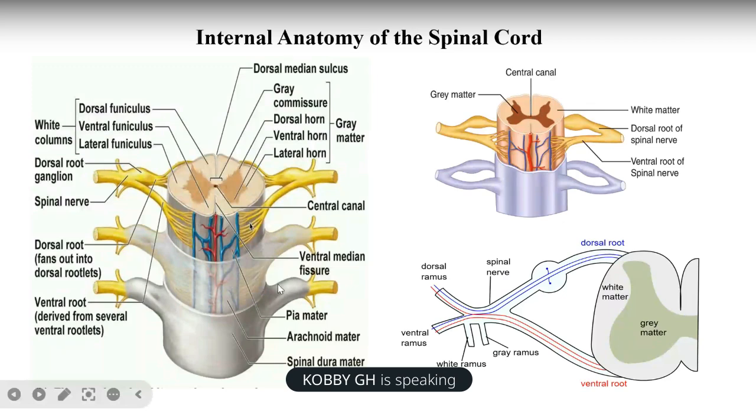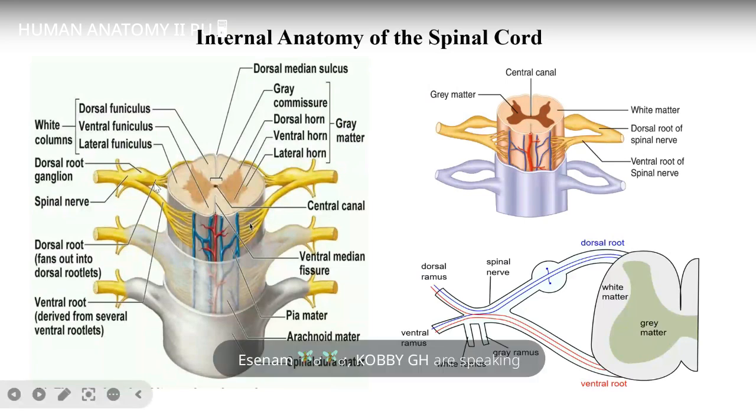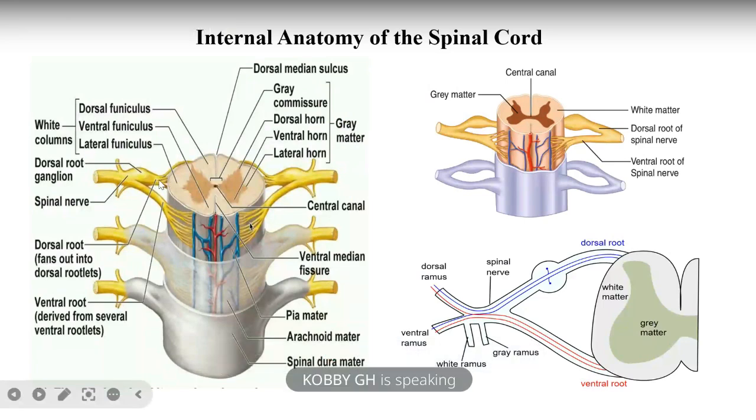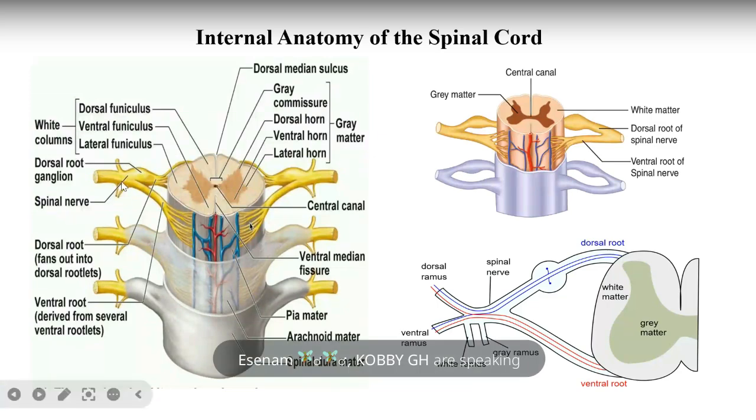Okay, good. Then we have the layers around the spinal cord. The innermost layer is the pia mater. From the pia mater, we have the arachnoid mater. From the arachnoid mater, we have the dura mater, or the spinal dura mater. Then we have the dorsal roots. These are nerves. We have the dorsal roots, and the one in front we call the ventral roots. Then we have the dorsal root ganglion over here, and then we have the spinal nerve.